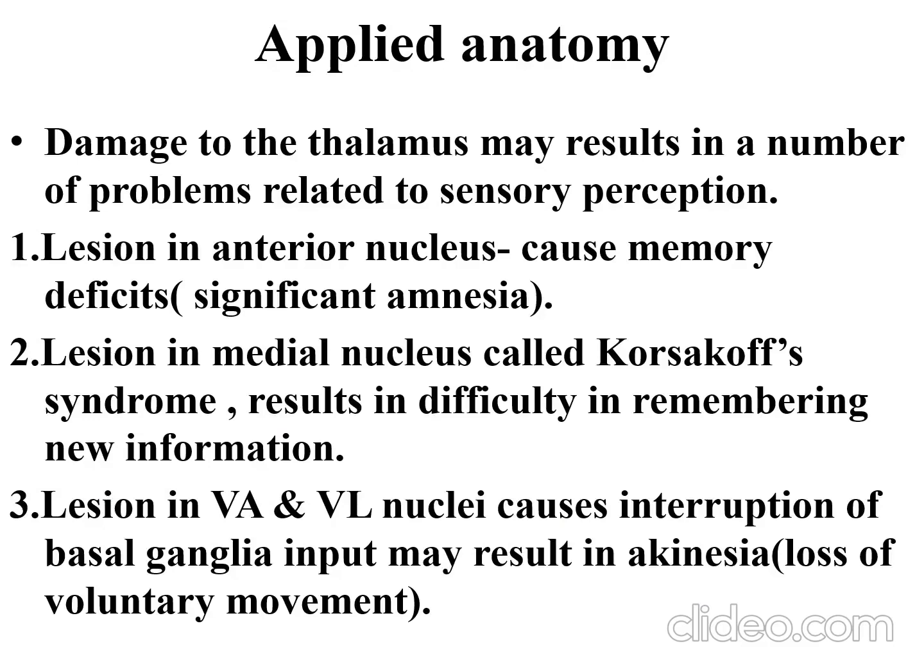Next, we will study the applied anatomy of the thalamus. Damage to the thalamus may occur due to any vascular lesion, particularly to the posterior cerebral artery and its branches. That may result in a number of problems related to sensory perception. First, any lesion over the anterior nucleus causes memory deficit, and a lesion over the medial nucleus, called Korsakoff syndrome, results in difficulty in remembering new information. Lesions over the ventral anterior and ventral lateral nuclei cause interruption of basal ganglia input that may result in akinesia, that is loss of voluntary movement.